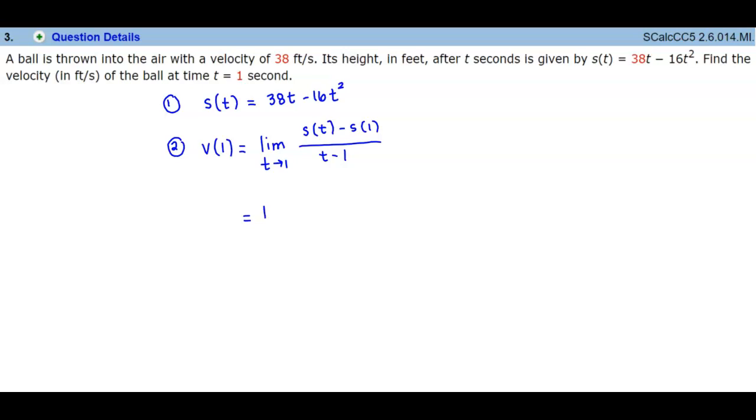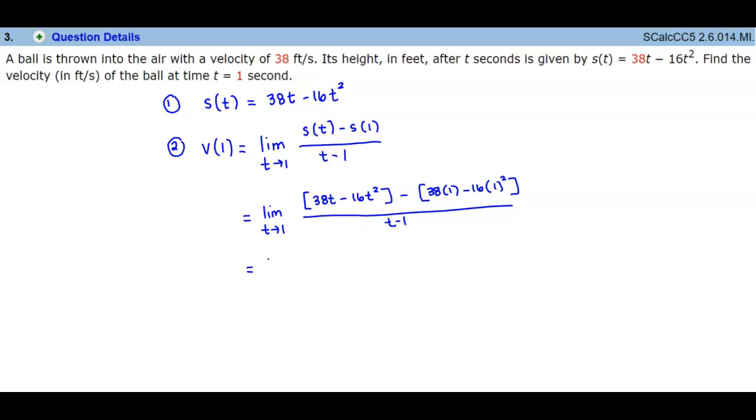So we have the limit as t approaches 1. So we know the function s of t is 38t minus 16t squared, minus s of 1, so that's 38 times 1 minus 16 times 1 squared, all over t minus 1.